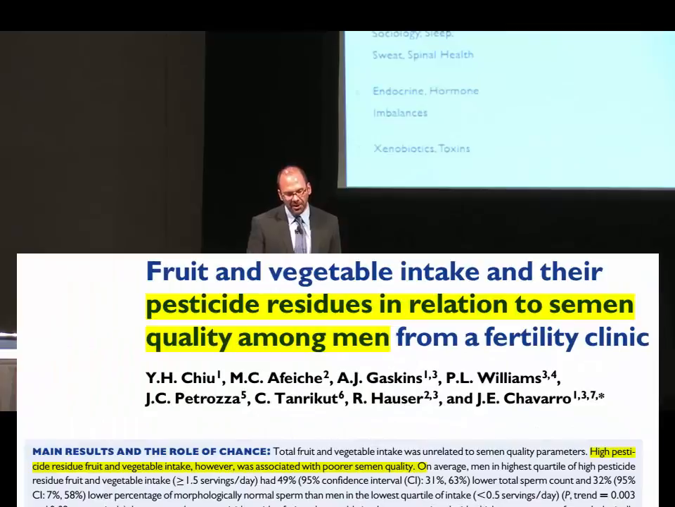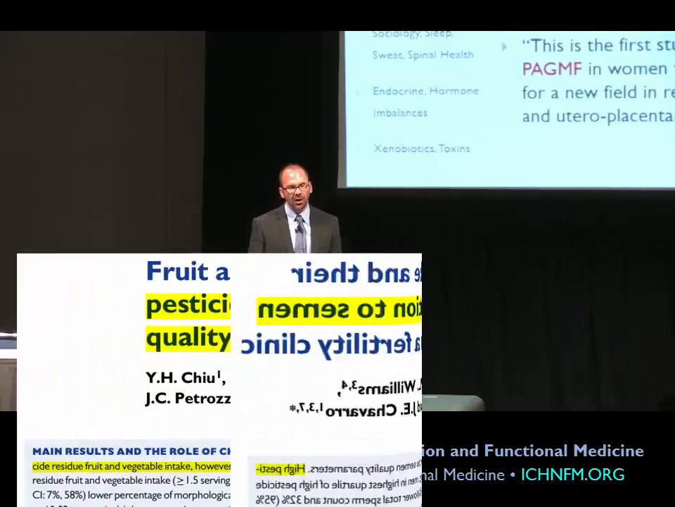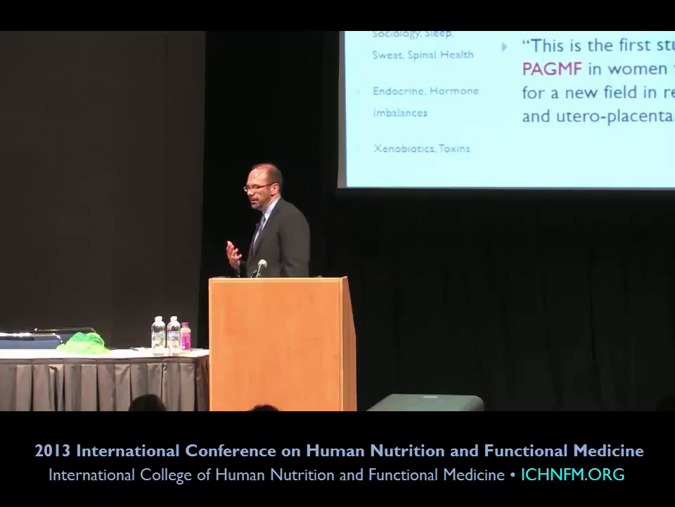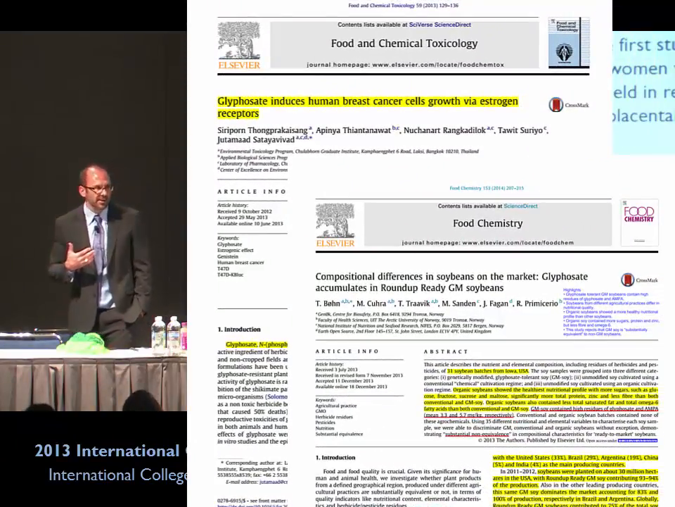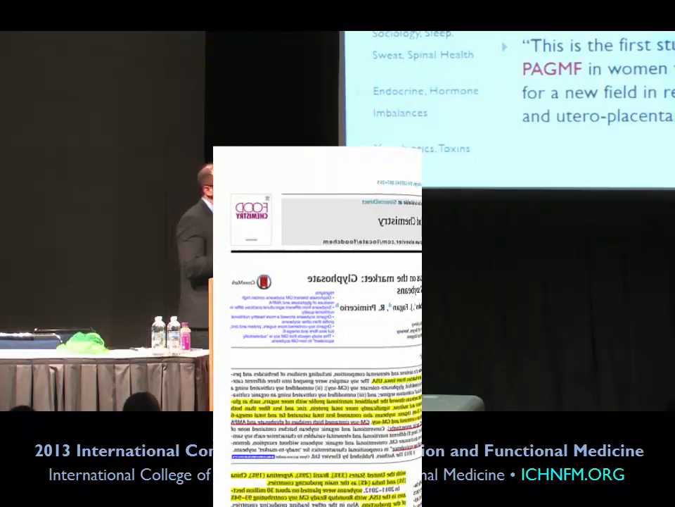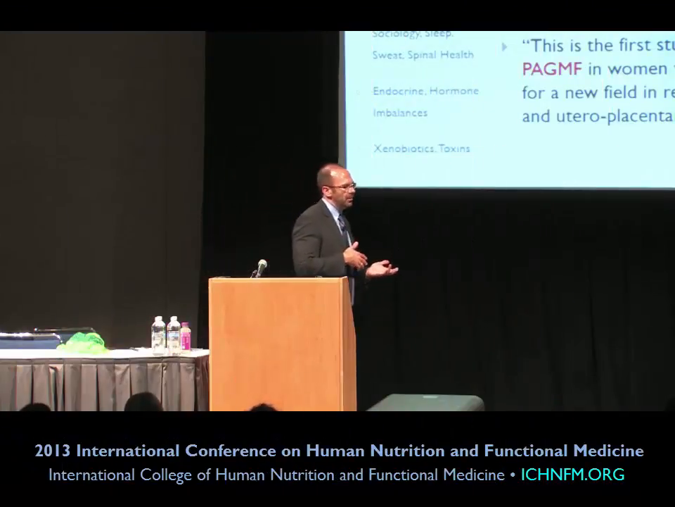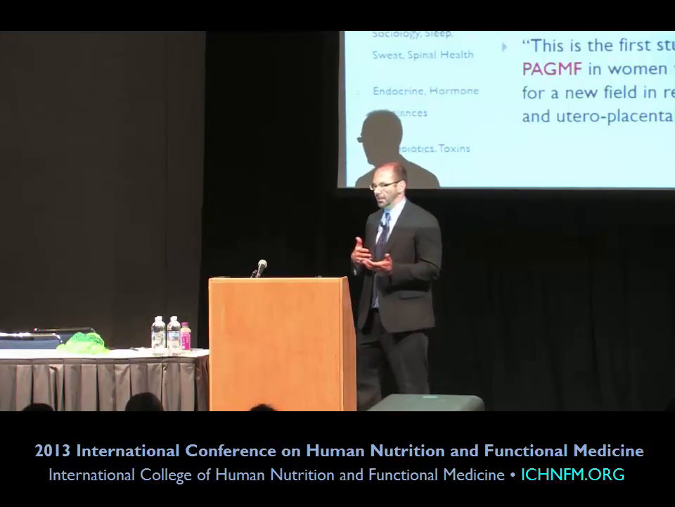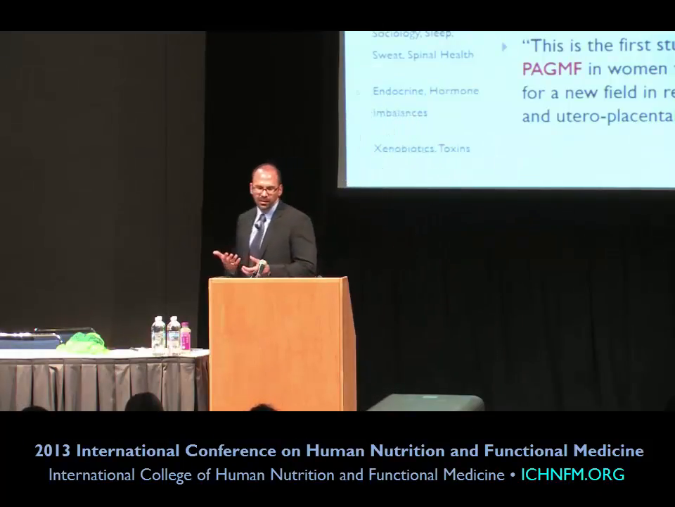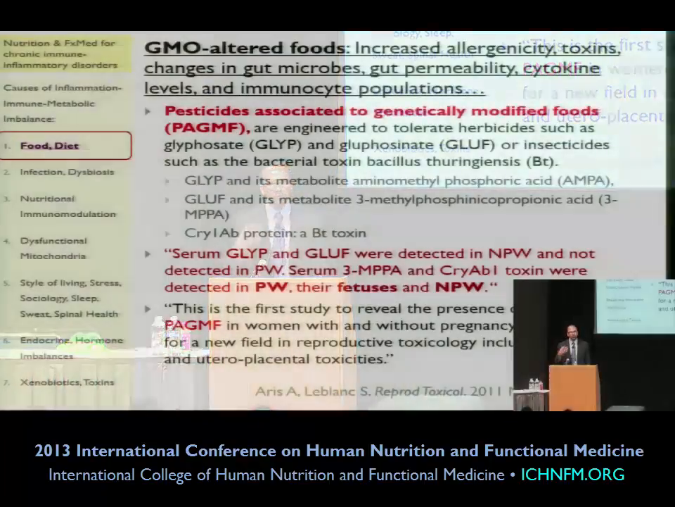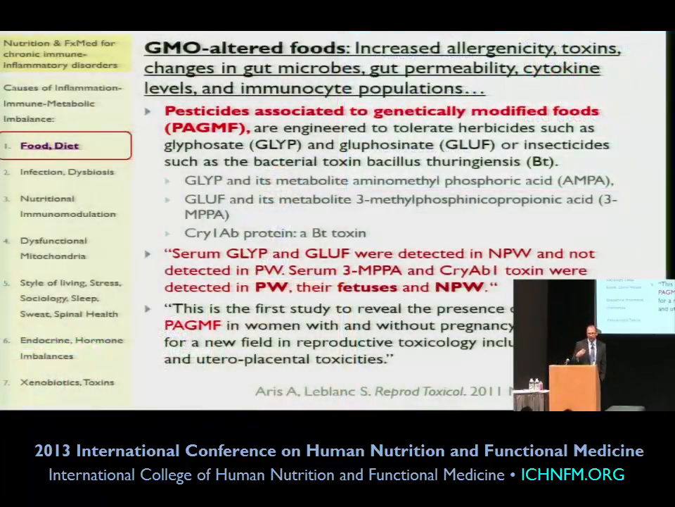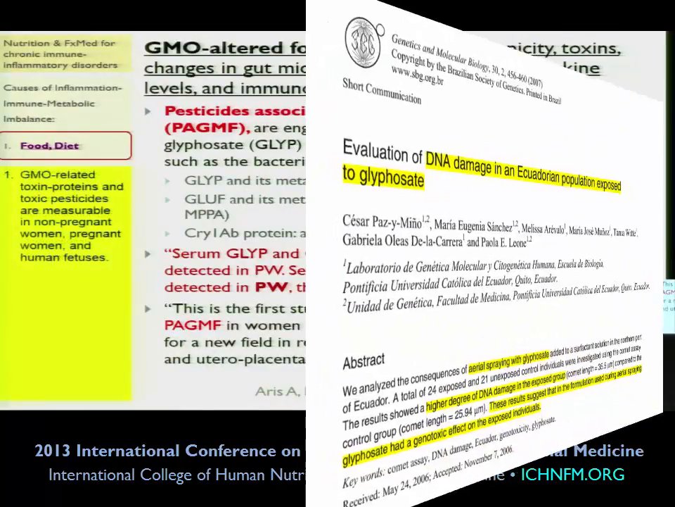Pesticides associated with genetically modified foods are absorbed and are retained by humans. One of the arguments in favor of allowing genetically modified foods to be on the market is that, well, the toxins break down or they're not absorbed, things like that. Those are the arguments in favor of genetically modified foods, but it's not true. And this article proves it. This was published in Reproductive Toxicology in 2011. So humans do absorb, accumulate, retain pesticides and toxins associated with genetically modified foods.